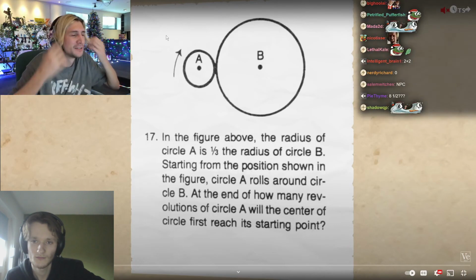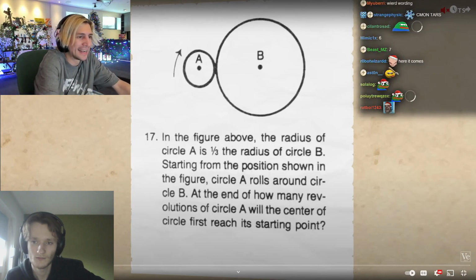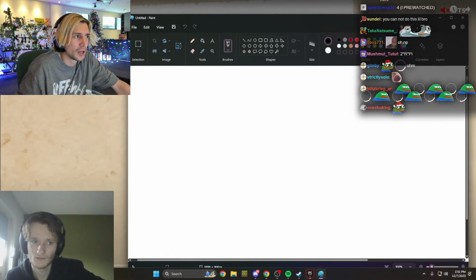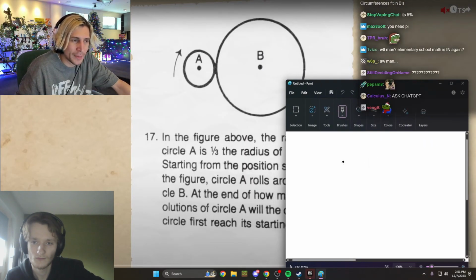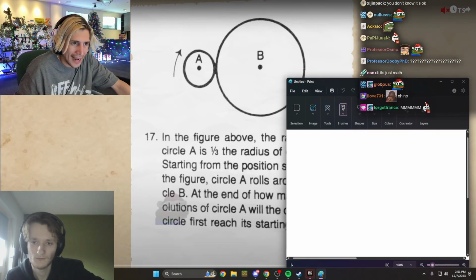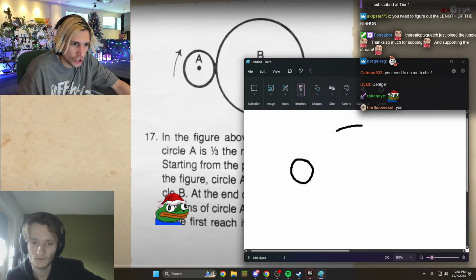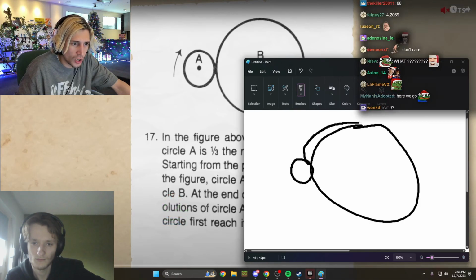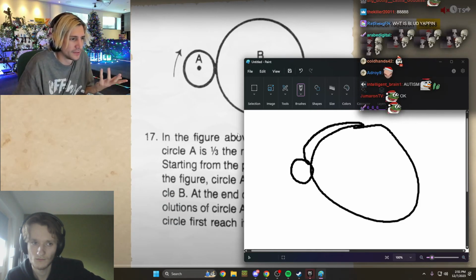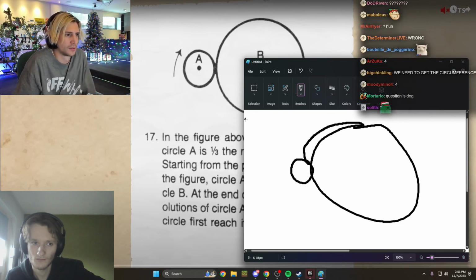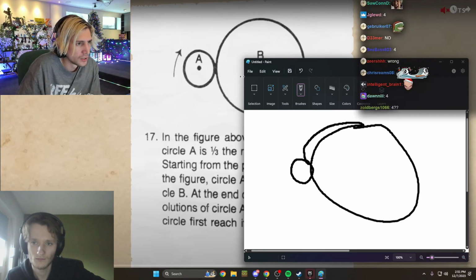Hold on. So the way to go about this is to think of it like a ribbon. To really break it down, you have to think of it like a ribbon. So A would be unfolding like this, and it would go around. Okay, and 3 times, just 3 times. That's it. Just 3 times.